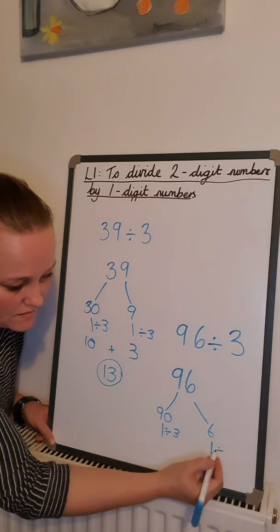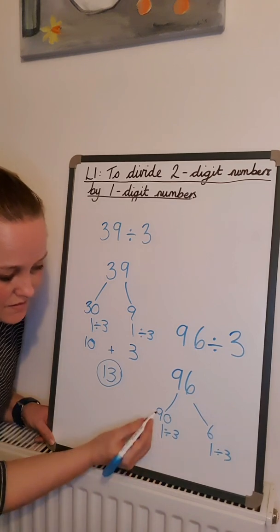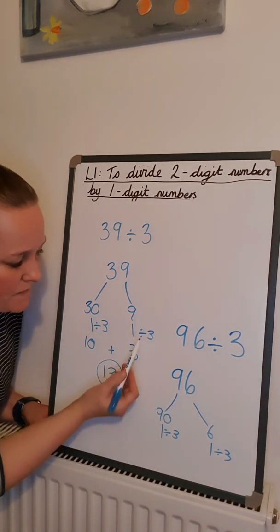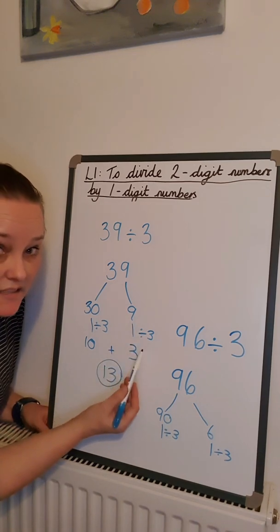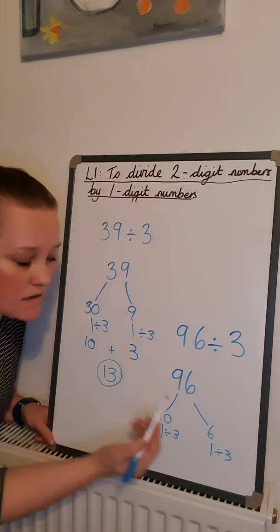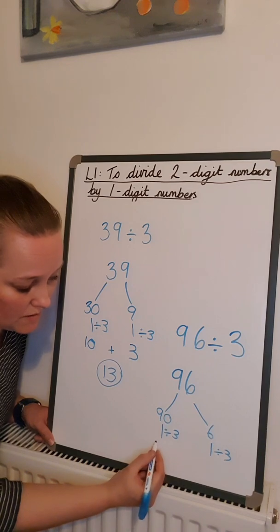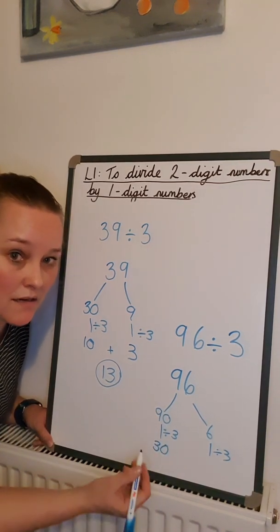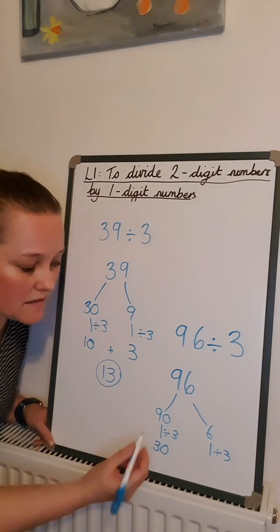Do 6 divided by 3. So 90 divided by 3. Well, you've just told me that there's 3 3's in 9. So if we make that 10 times bigger, that'll be 30, won't it? Because 3 3's are 9. So 30 3's are 90 because it's 10 times bigger.